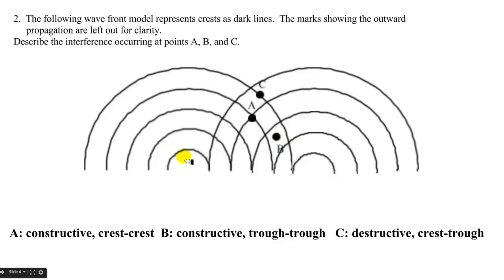If we were to continue to look at the waves and where their crests are specifically, the picture would start to look like this. Where the lines cross, that's a crest and a crest, and we know that would be constructive interference at A. Here at B, between crests, that's trough to trough, so that's also constructive interference. C is a location where we've got crest and trough, so we would expect destructive interference there.